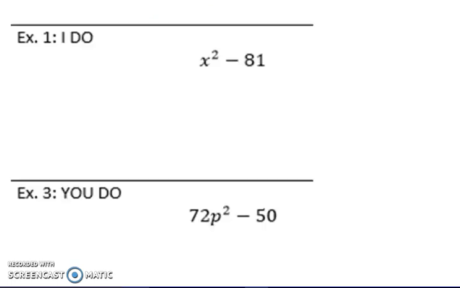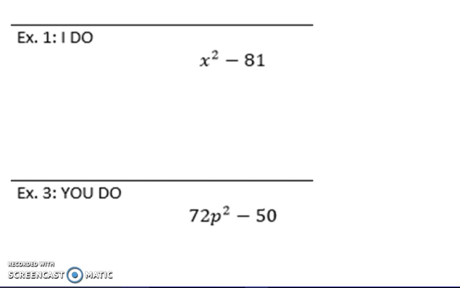Now, if we look at the first one, we have x squared and we have minus 81. So the first question, are there two terms, ax squared and c? Yes. Second, can we factor out a GCF? Well, no. X squared has a coefficient of 1, and then 81 doesn't have an x. So now, is the first term a perfect square, and is the last term a perfect square? Well, they both are.